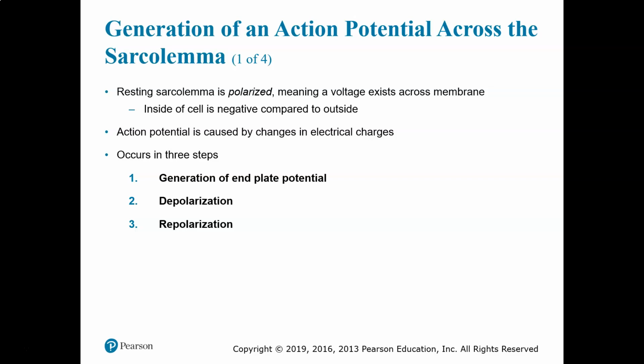Okay, now generating the action potential across the sarcolemma. Remember, sarcolemma is the plasma membrane of the muscle fiber. So we want to generate an action potential from the end plate potential. So the first thing that has to happen is we have to generate the end plate potential, which we have just done coming into these events. Then we have to have depolarization and repolarization. Depolarization is going to occur when sodium ions enter into the cell. Repolarization is going to occur as potassium ions exit.